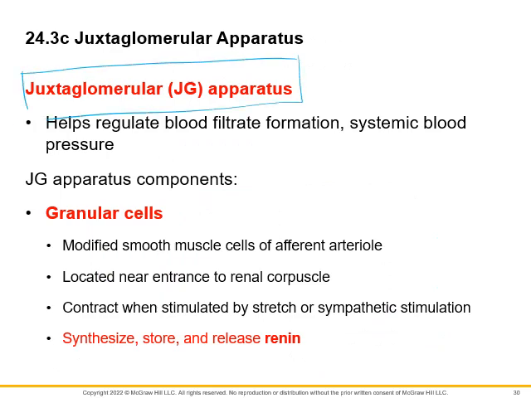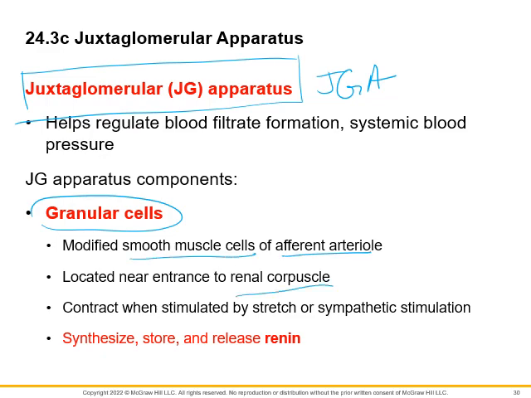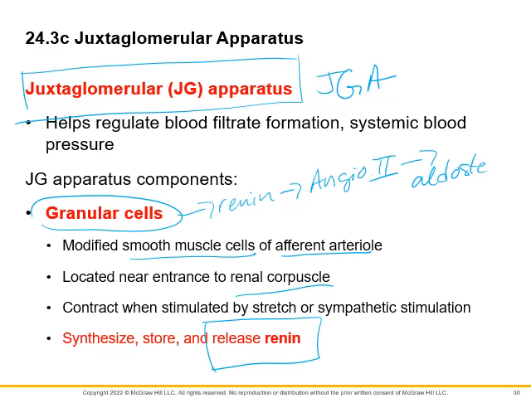So the juxtaglomerular apparatus helps regulate the blood filtrate formation and systemic blood pressure. A lot of people call it JGA. You're going to see cells called granular cells, and these are modified smooth muscle of the afferent arteriole. They're near the renal corpuscle, and when they're stimulated, they can release renin. So hopefully we're thinking granular cells can release renin. Renin goes through that angiotensin 1, angiotensin 2, which then triggers aldosterone release. And aldosterone release is going to increase sodium absorption, increase water.